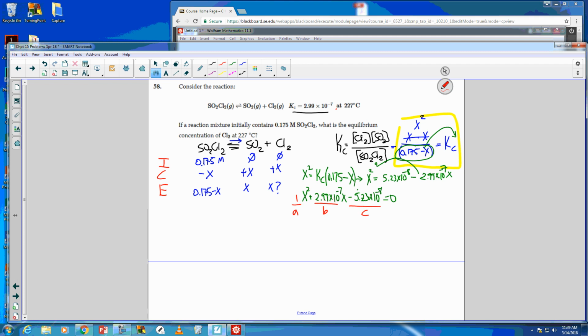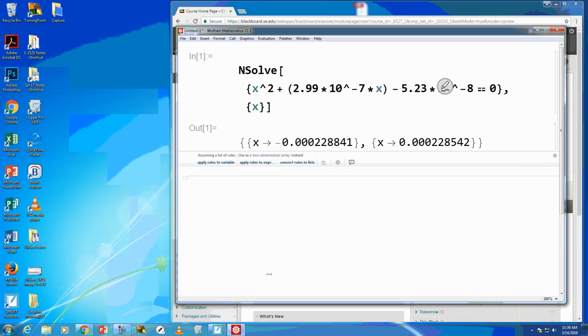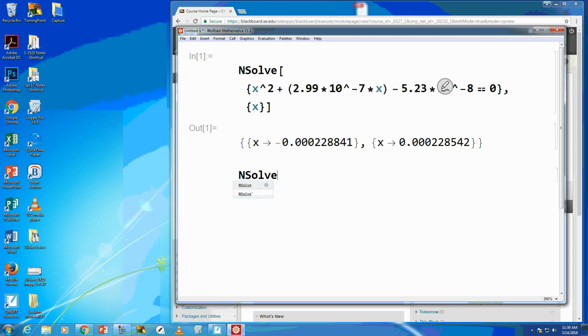Now, even if you didn't want to rearrange this equation into the form of a quadratic, I could have just as easily gone NSolve, bracket, and put it in the form that we first had it as.